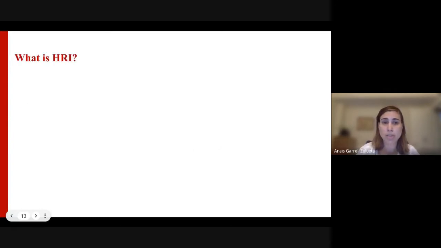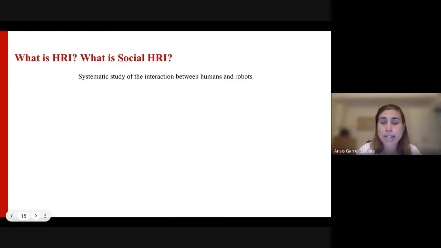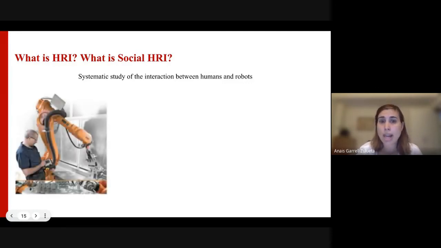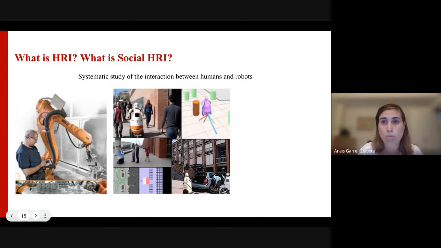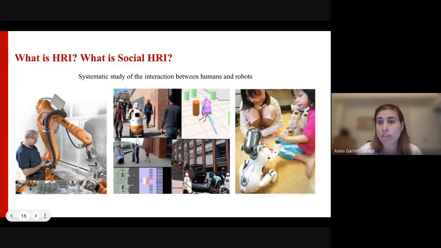So let's start with the definition. Basically, this field of study is the systematic study of interaction between humans and robots. This interaction can be found everywhere that we have a robot and a person. We can find this interaction in industry, in urban or public spaces, or even at homes. Every time that we have robots and humans coexisting in the same space, we have this interaction.